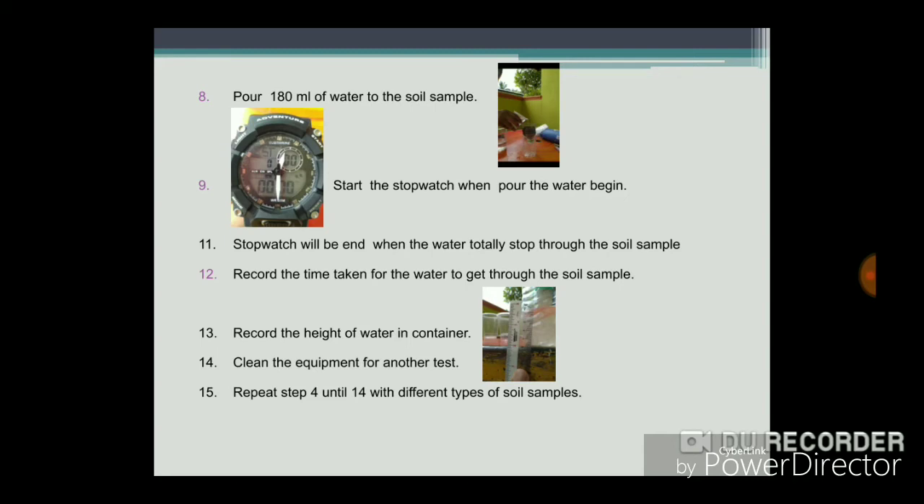For number 11, the stopwatch will be stopped when the water totally stops going through the soil sample. Twelfth, we will record the time taken for the water to get through the soil sample by using the stopwatch. Thirteenth, record the height of water in the container. Make sure that the level of eyes is the same as the level of water so that we will get the correct reading. Fourteenth is clean the equipment for another test. Fifteenth, the last one, is repeat steps 4 until 14 with different types of soil sample.